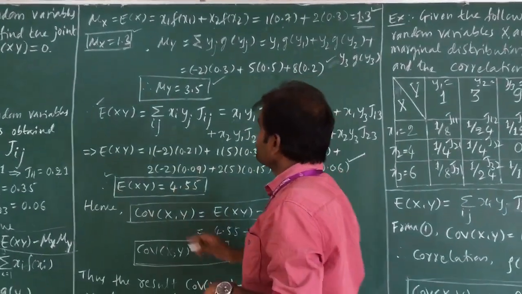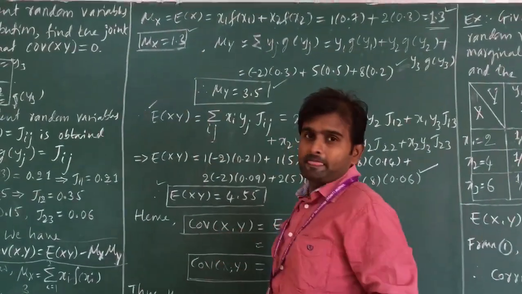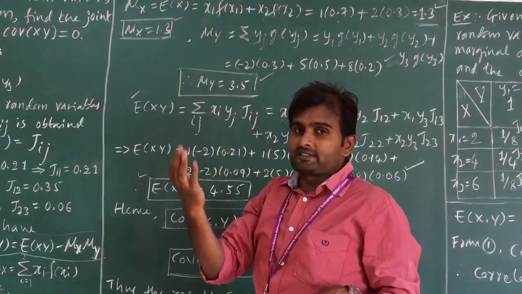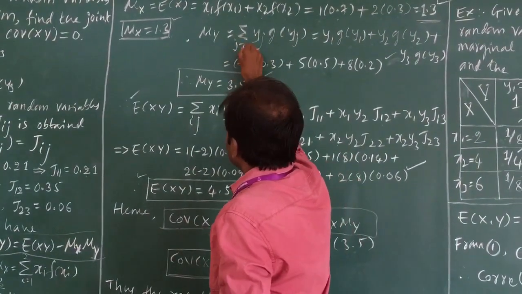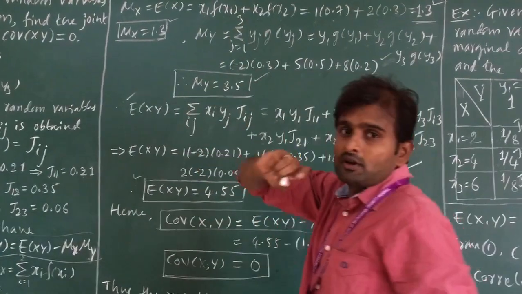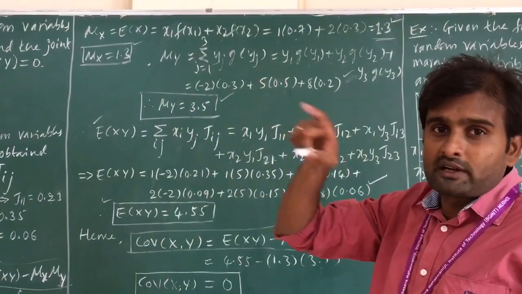Both are the same. Similarly, mu y, or expectation of y, equals the summation with j ranging from 1 to 3, because y has 3 data.